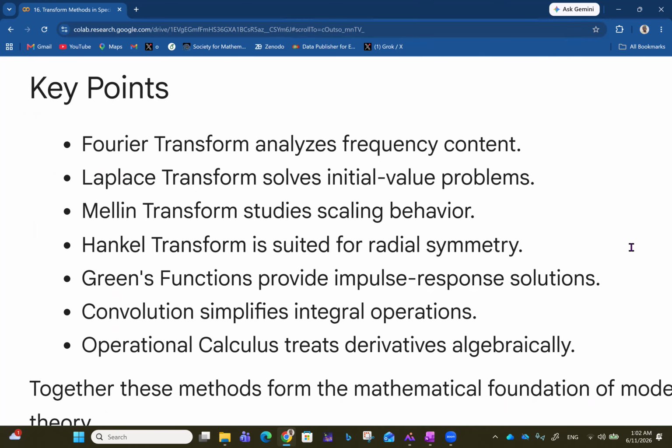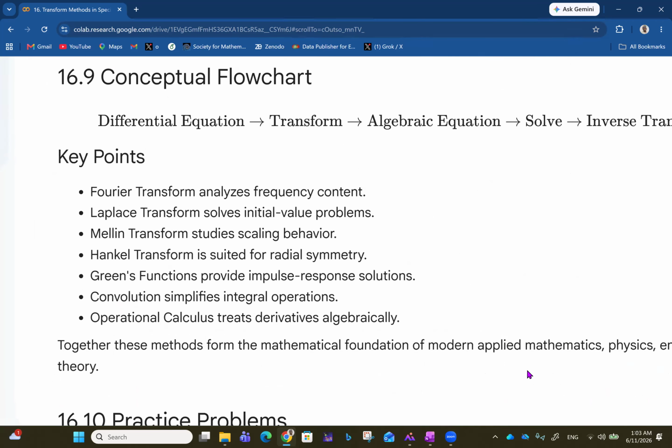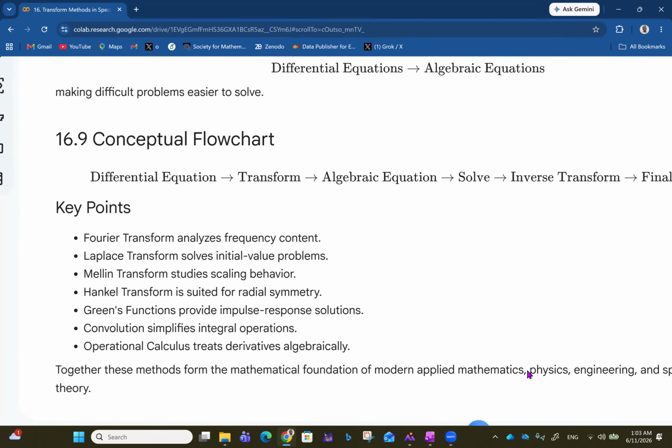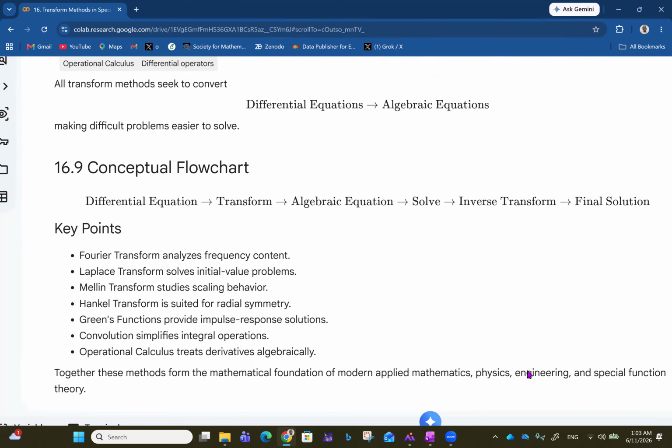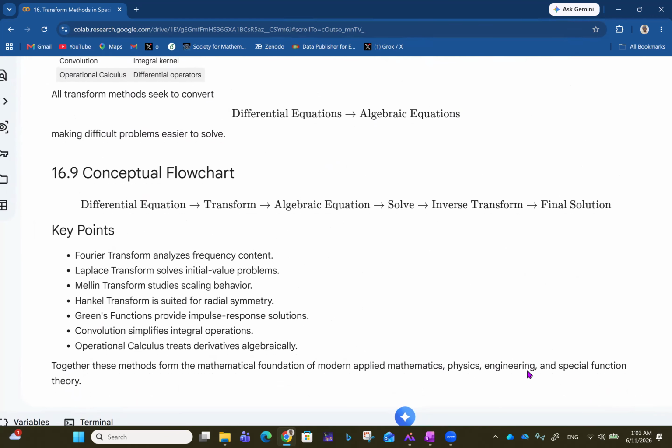Fourier transform analyzes frequency content. Laplace transform solves initial value problems. Mellin transform studies scaling behavior. Hankel transform is suited for radial symmetry. Green's functions provide impulse response solutions. Convolution simplifies integral operations. Operational calculus treats derivatives algebraically. Together, these methods form the mathematical foundation of modern applied mathematics, physics, engineering, and special function theory.